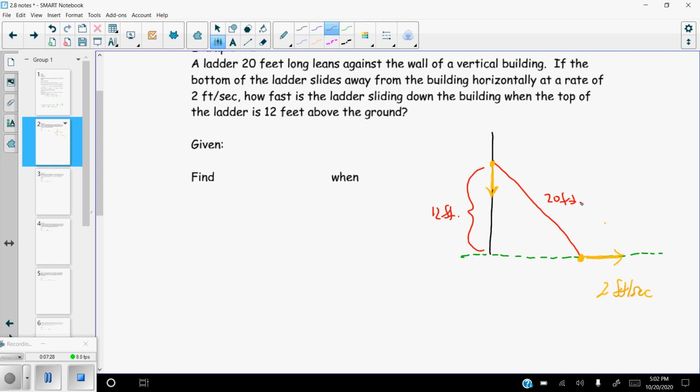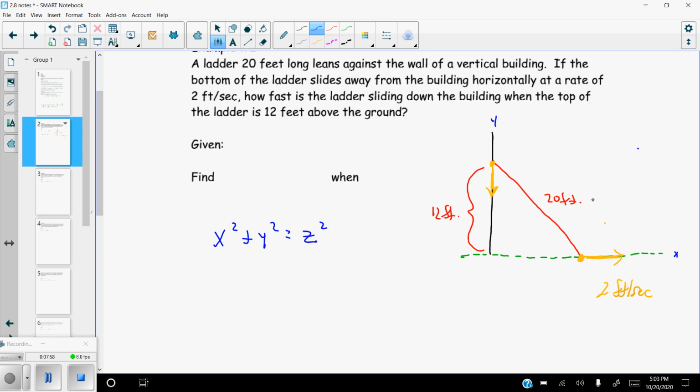So let's go ahead and write out the Pythagorean theorem, which is x squared plus y squared equals z squared. Now we'll kind of look at this building and the ground here as being like our x and y axis. So we'll call this kind of our x distance and this kind of our y distance, which means that the z is going to end up being the hypotenuse here. So we'll have the z as the 20 feet.